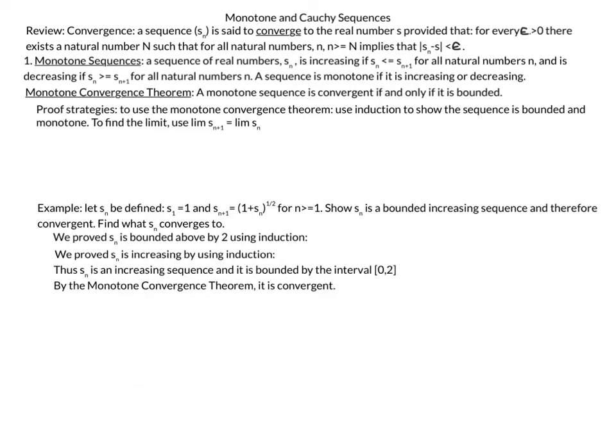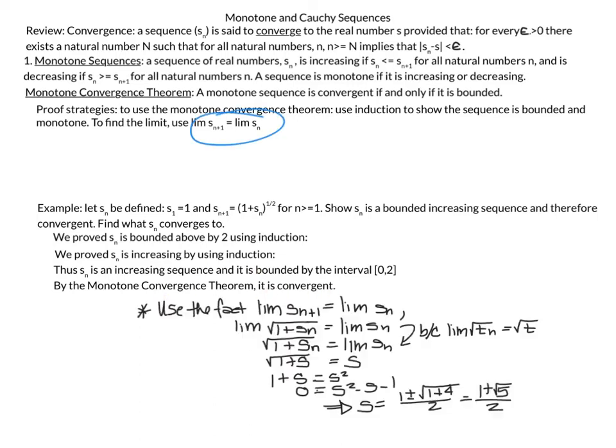Now we have shown that S of n is bounded above by 2. So we've shown this condition. We showed it is an increasing sequence. Again, it's a monotone sequence. So by the monotone convergence theorem, it must be convergent.